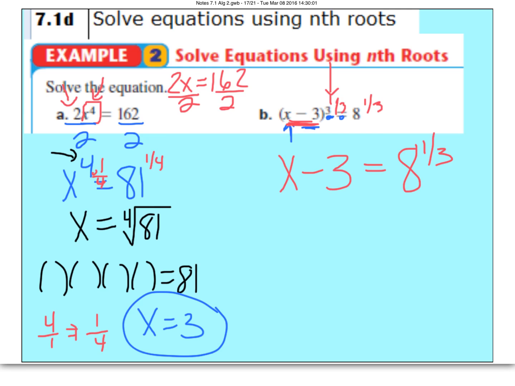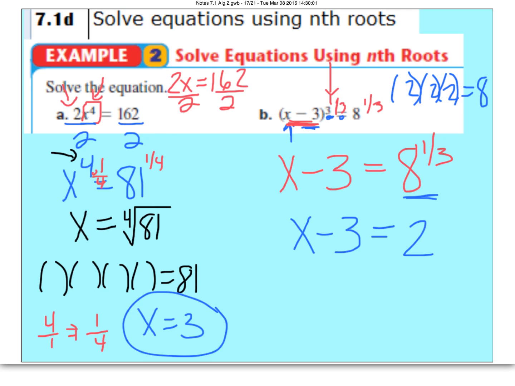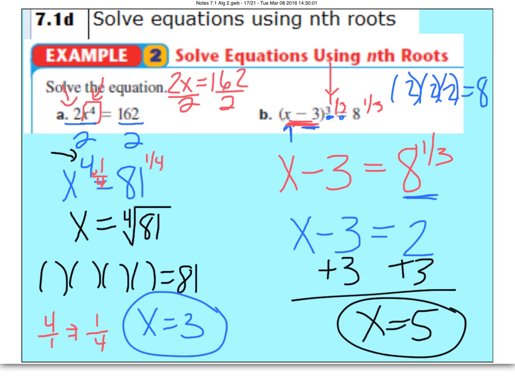Now be careful, we know this answer here. This is the 3rd root of 8. What number 3 times gives us 8? It's going to be a 2, so this becomes a 2. And then to wrap up this equation, to get x by itself, we're going to just do good old adding 3 to both sides. We are left with x equals 5.